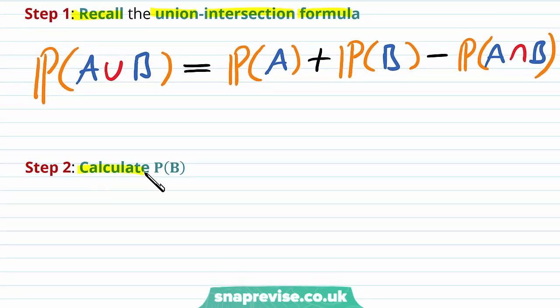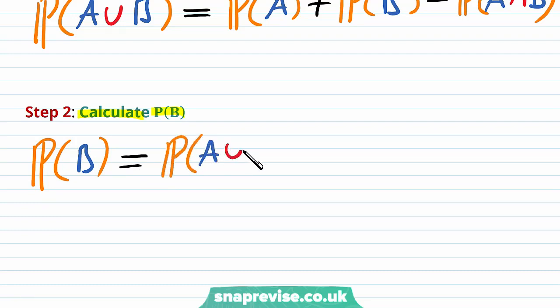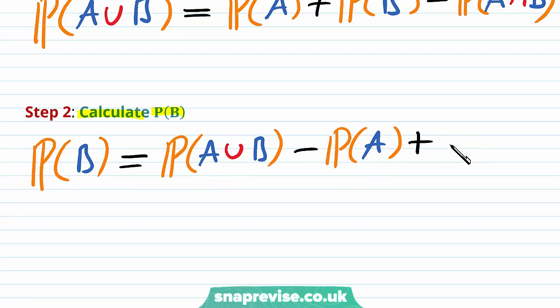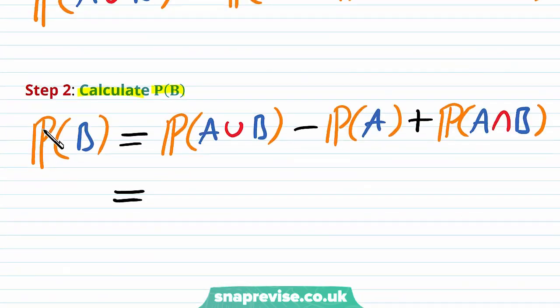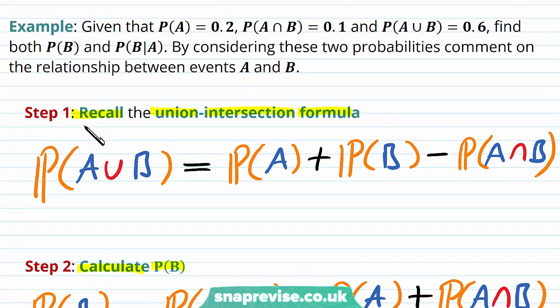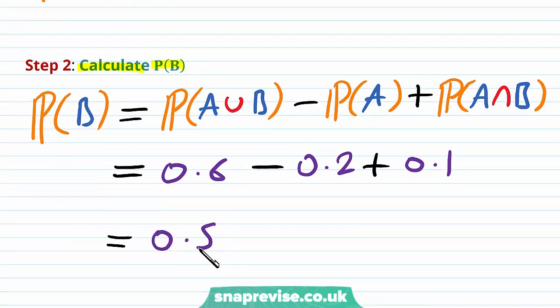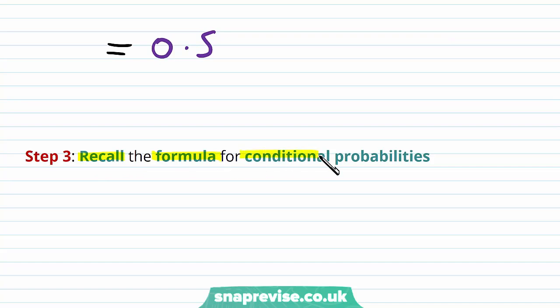Our second step is to calculate the probability of B using this formula. By rearranging, we get that the probability of B is equal to the probability of the union, A union B, minus the probability of A plus the probability of A intersection B. And therefore, by using the values in the question, the probability of A union B is 0.6, the probability of A is 0.2, the probability of A intersection B is 0.1, and when we add and subtract, we're going to get 0.5.